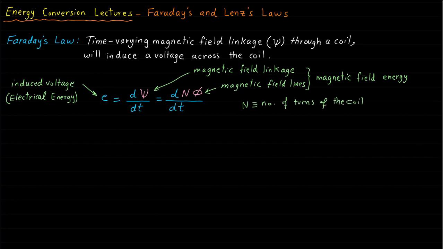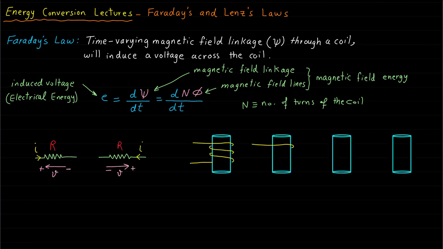Identifying the polarity or direction of the induced voltage across the coil of the magnetic circuit is different from identifying the voltage across a resistance. The voltage polarity across a resistance R is always opposite to the direction of the electrical current flowing through the resistance. However, the voltage induced across the coil depends on the electrical current direction and the winding direction of the coil.